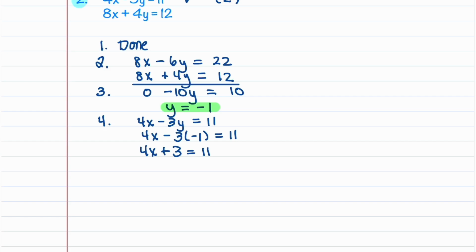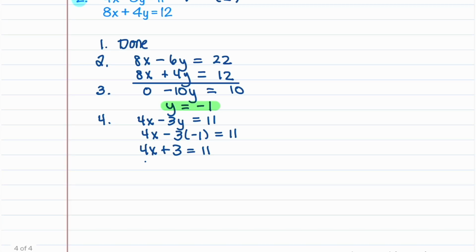Now we need to get x by itself, so I'm going to subtract 3 from both sides. We then have 4x is equal to 11 minus 3, which is 8. And then now let's divide both sides of the equation by 4. So we get x is equal to 8 divided by 4. And that's just x is equal to 2.